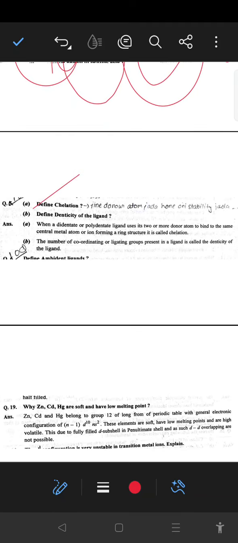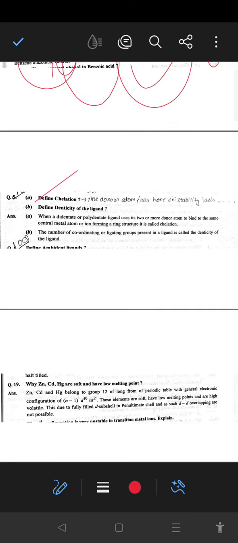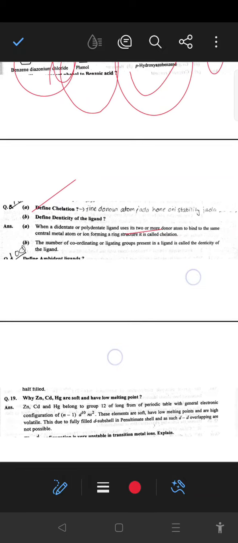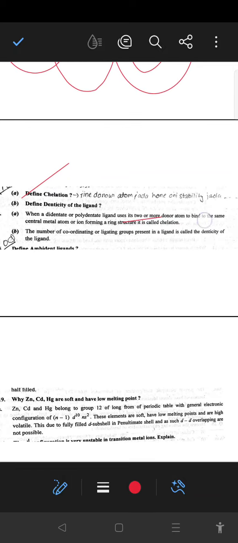Define chelation. When a didentate or polydentate ligand uses its two or more donor atoms to bind to the same central metal atom or ion, forming a ring structure, that is called chelation. Okay. Define denticity of a ligand. The number of coordinating or ligating groups present in a ligand is called the denticity of a ligand.